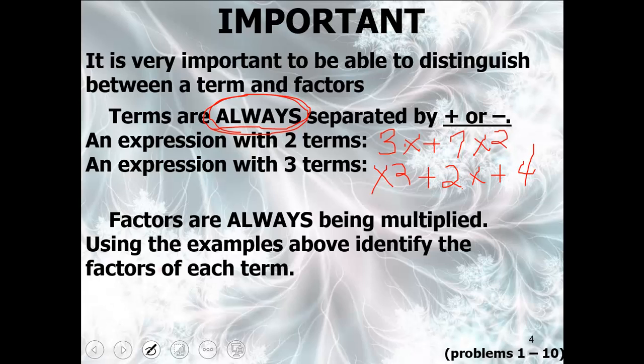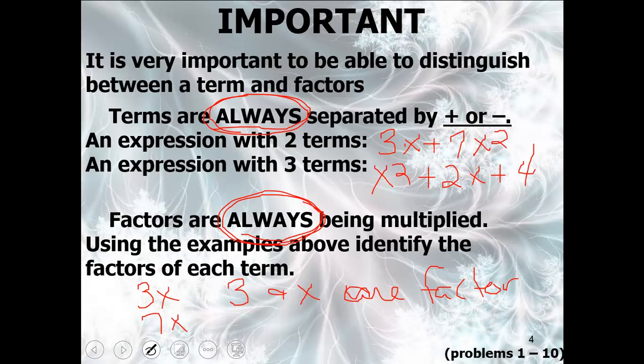Now factors are always at least two things being multiplied. So if I looked at 3x, 3 is a factor and x is a factor. They are the parts that are being multiplied together. In 7x squared, 7 and x squared are factors. We could also have binomials, x plus 2 and x minus 4. This is a factor, this is a factor.